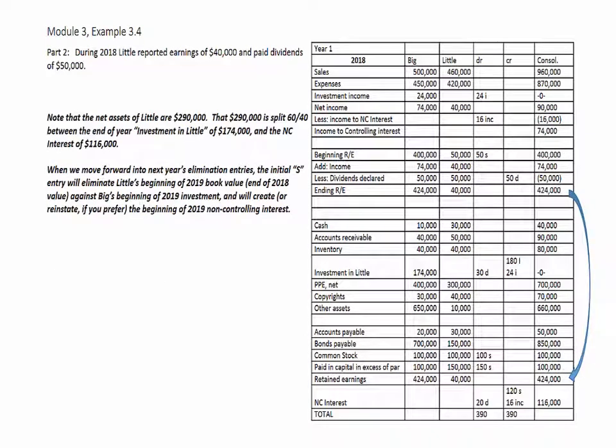If you'll note, the net assets of Little are $290,000. And whether you want to add up Little's assets and subtract Little's liabilities, or simply add up their end-of-year owner's equity accounts, their net assets are $290,000. We, the parent, own 60% of that, and that's reflected in our end-of-year investment in Little balance on Big's balance sheet in the Big column of $174,000. The other 40% is owned by the non-controlling shareholders. That's the $116,000 non-controlling interest.